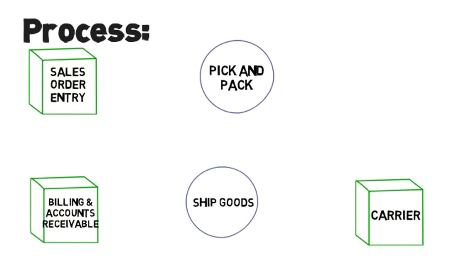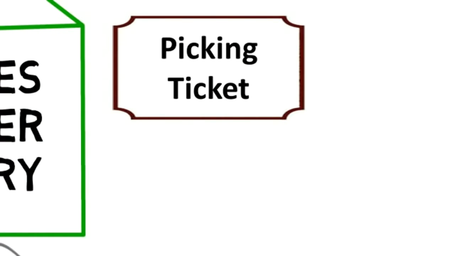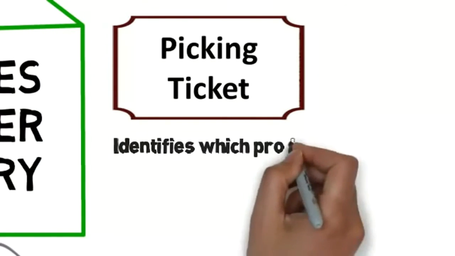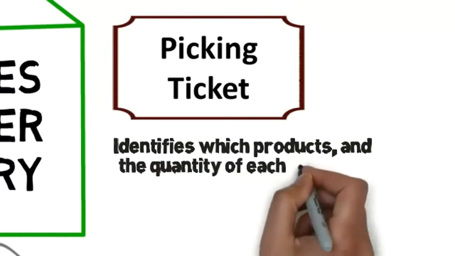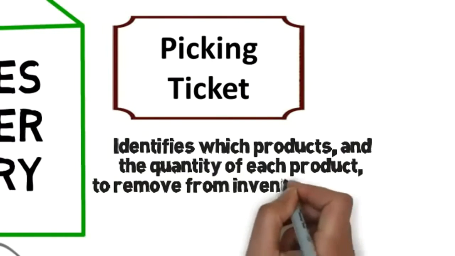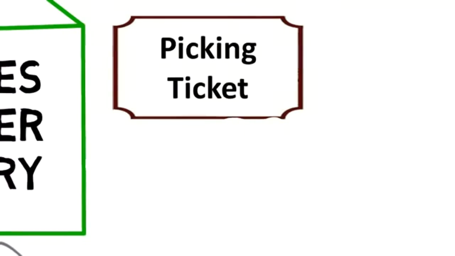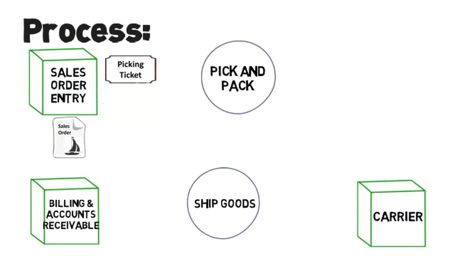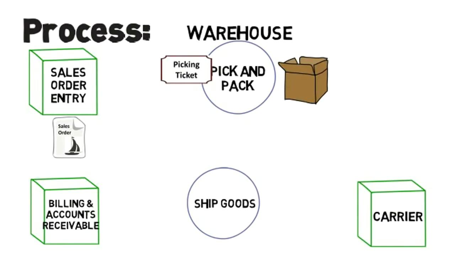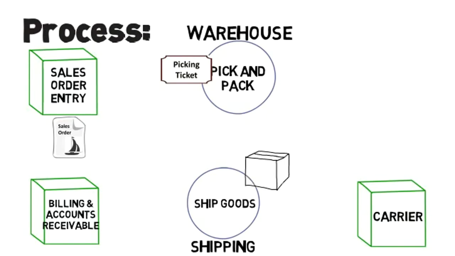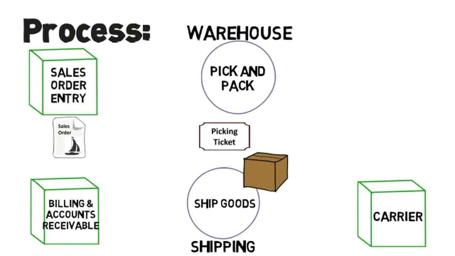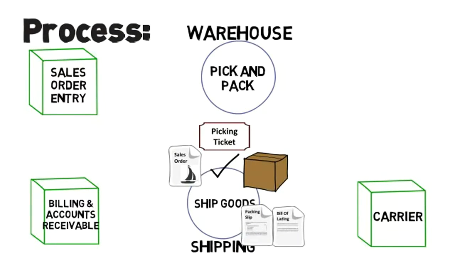For example, when you make a sale, the sales order entry process produces a sales order and a picking ticket. Wait, what's a picking ticket? Well, it identifies which products and quantity of each product to remove from inventory and ship. That's basic enough. It just means what you need to pick from the inventory. So the picking ticket is sent to the warehouse and the goods are picked and packed. The packed goods are sent to shipping, along with the picking ticket and the sales order. These documents are reconciled and the shipping department creates two copies of the packing slip and bill of lading.